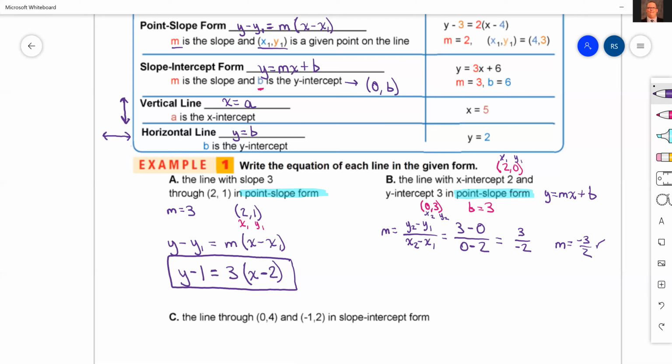I've got my slope, I've got my intercept. Looks like I can make my equation. Y equals negative 3/2 x plus 3. There's my equation.